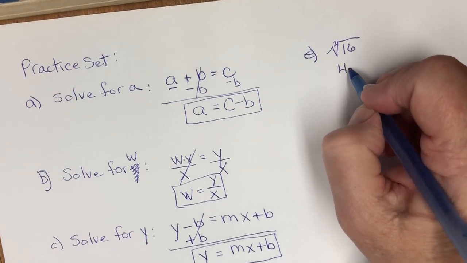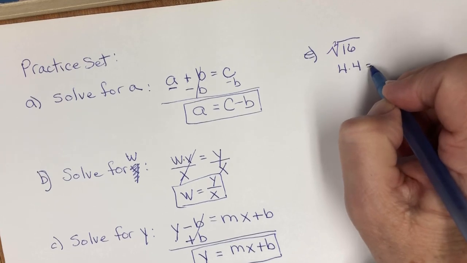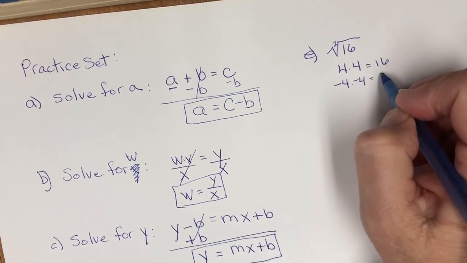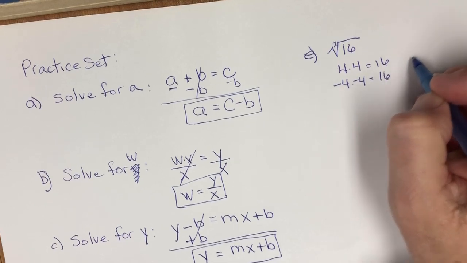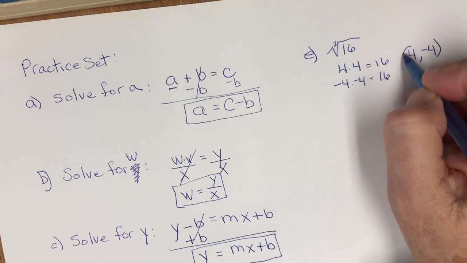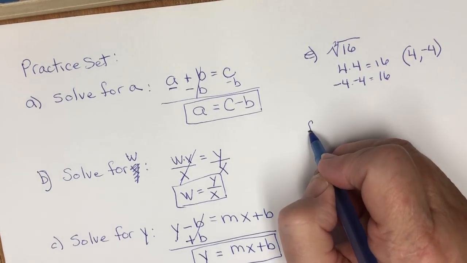Well, we know that 4 times 4 equals 16. And we know that minus 4 times minus 4 equals 16. So our answers are 4, negative 4. Those are the 2 answers.